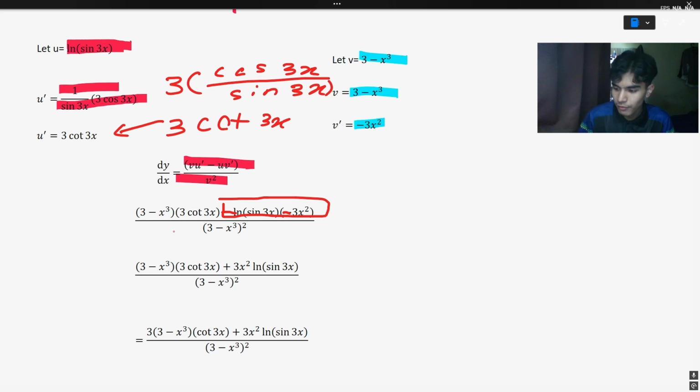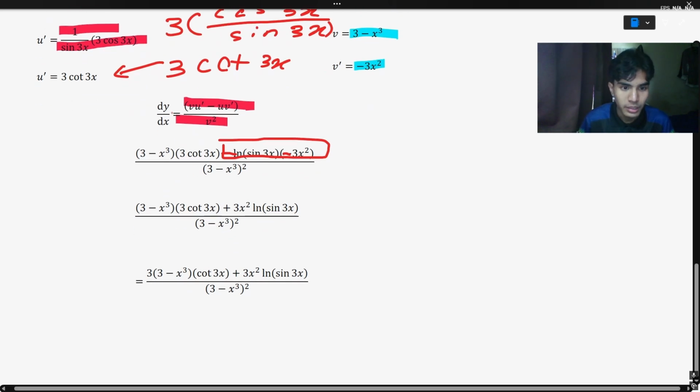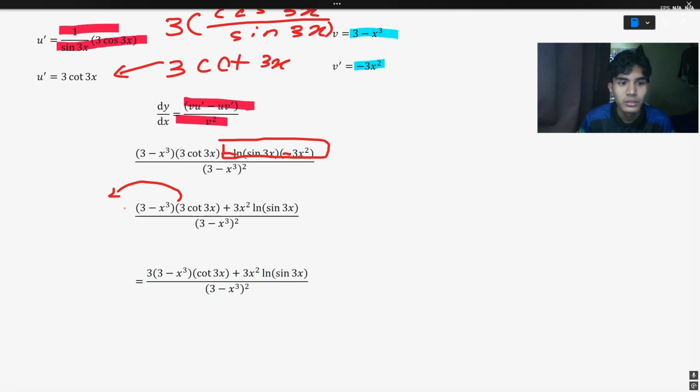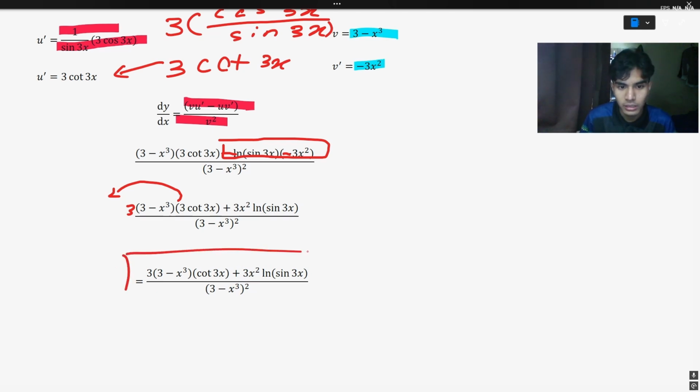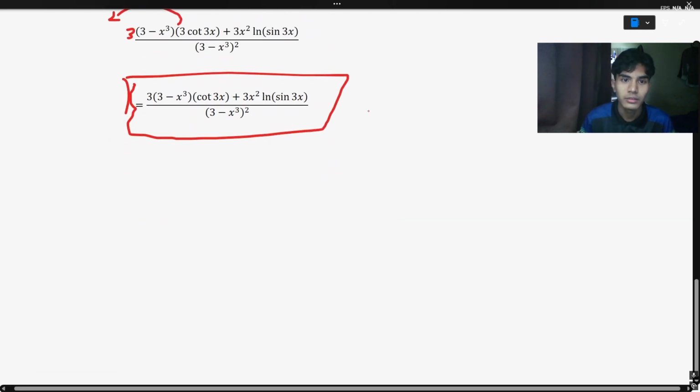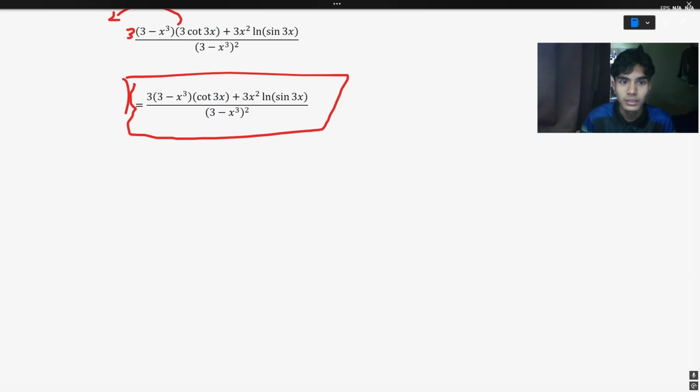We can simplify it a bit more by taking out the 3 here. So it will become 3 bracket 3 minus x cubed bracket cot 3x plus 3x squared ln sine 3x, over 3 bracket 3 minus x cubed squared. You can actually expand it more, but it will not look as neat. So this can be your final answer. Thank you.